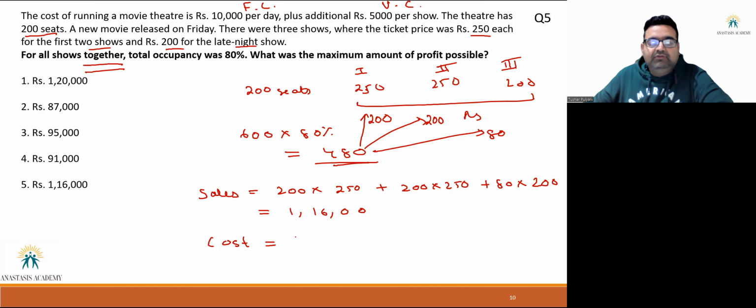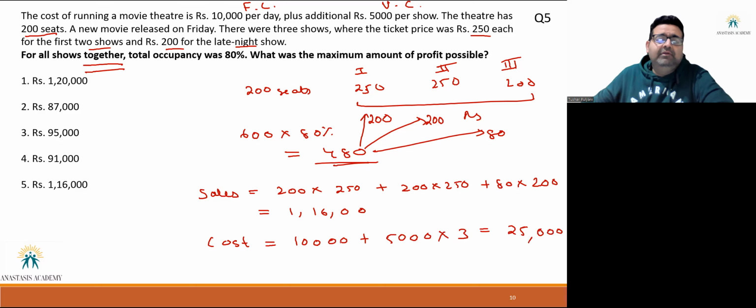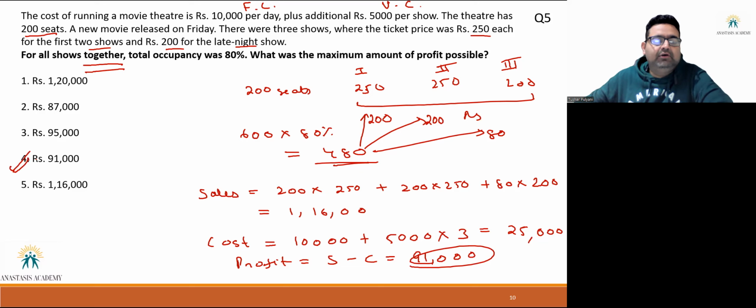But cost, I have to spend cost, which is 10,000 for the fixed cost for the day, and then 5,000 since I have conducted 3 shows. So my costing will be 25,000. So my profit will be sales minus cost, which will be 1,16,000 minus 25,000, which will be nothing but 91,000, which is very much there in the option. Again, option number 4 is coming. 4 out of 5 questions, option 4 has come till now.